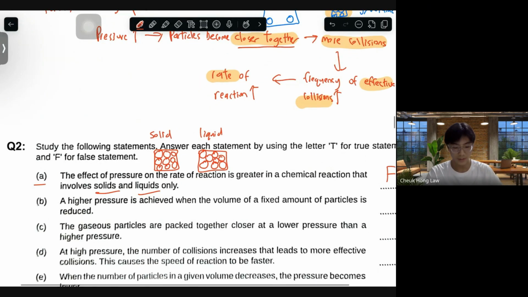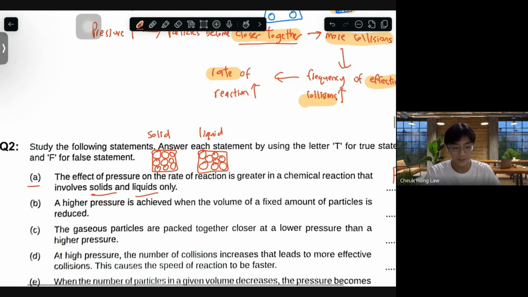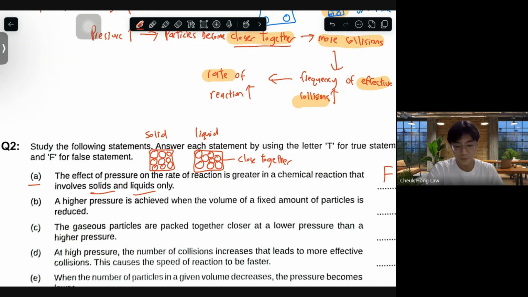Okay? But in both of these scenarios, yes, J asks, so volume decrease, pressure increase? That's correct. In both of these scenarios, the particles are very close together. So if the particles are very close together, then if I increase pressure, they can't really get that much closer. So it doesn't really affect them so much, because the particles are already so close together.